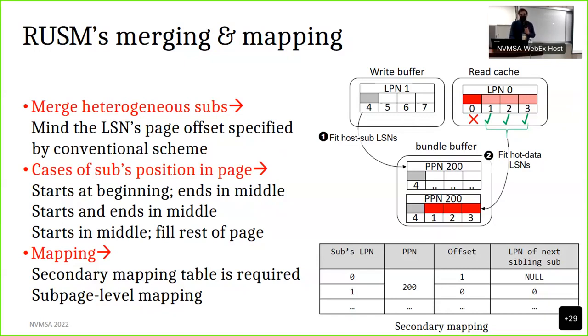The cases of the subs positions are three. The sub either can start at the beginning and end somewhere in the middle, or start and end in the middle, or start in the middle and fill the rest of the page. So now with just this small technique, we can reduce the need of sector level mapping into sub-page level mapping instead, which is a variation from the conventional page level mapping, and we store the mapping for the replicas in a secondary table. So the SSD now has two tables, one primary table to store the normal data, and one secondary mapping table to store the addresses of the replicas.